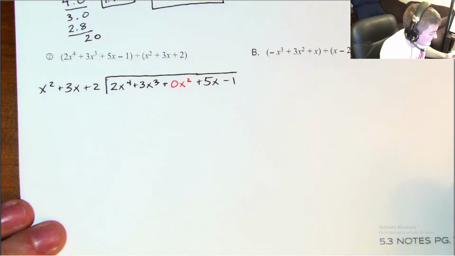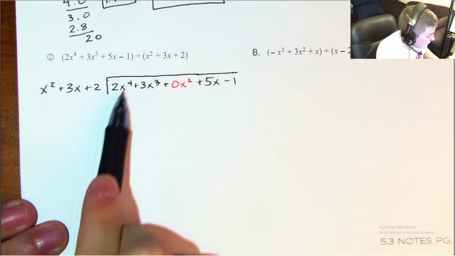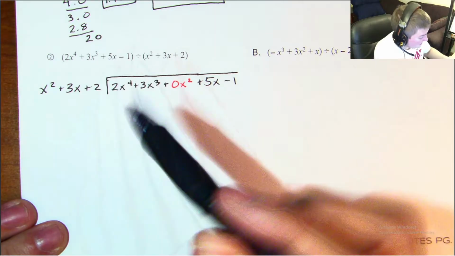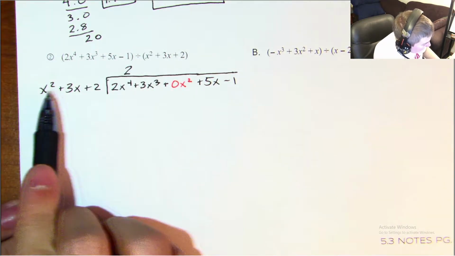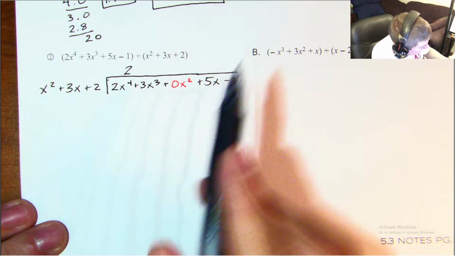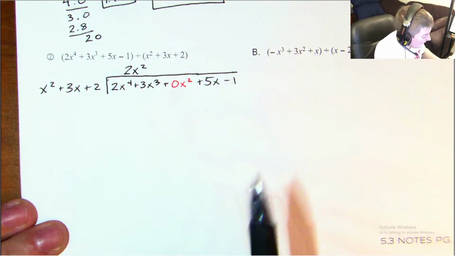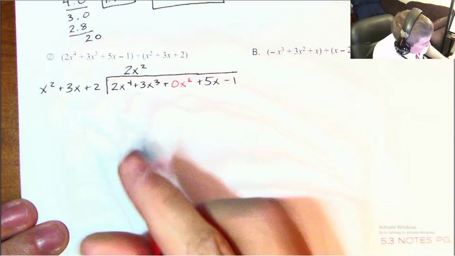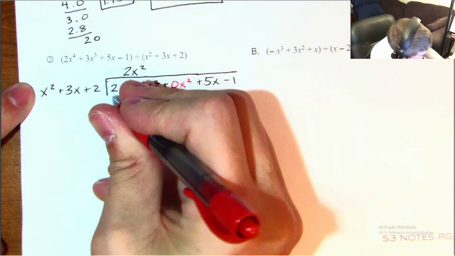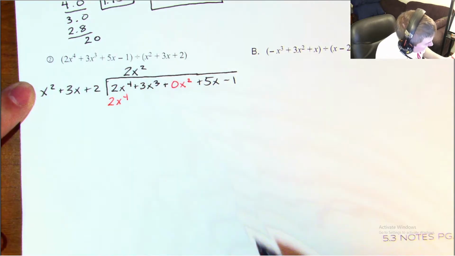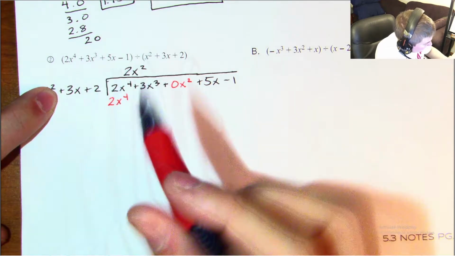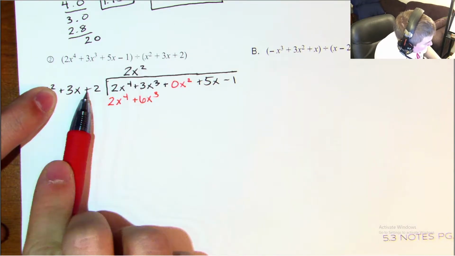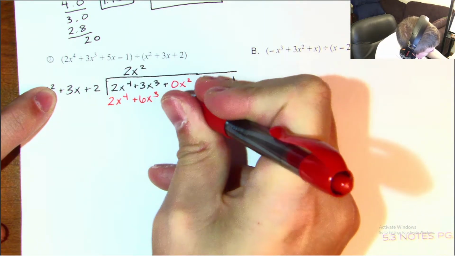Okay, process is the same. What do I have to multiply this by to get to this? Well, there's a sneaky 1 here, so 1 times 2 would get me to that 2. And then x squared times what would give me x to the 4th times another x squared. So now I have to multiply each of these terms by x squared, or 2x squared. Okay, so x squared times 2x squared is 2x to the 4th. 3x times 2x squared is 6x to the 3rd. And then 2x squared times 2 is 4x squared.